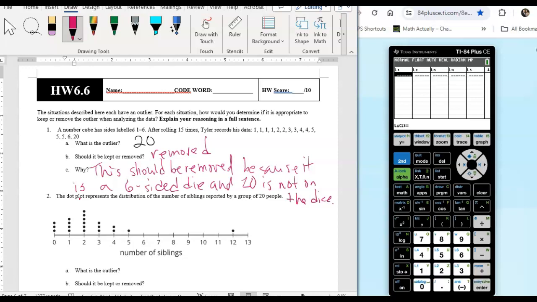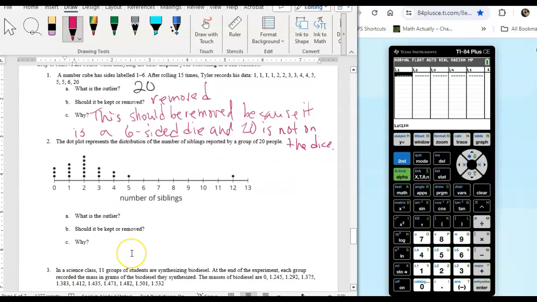Number 2, the dot plot represents the distribution of the number of siblings reported by a group of people. What is the outlier? The outlier is 12. Should it be kept or removed? So in this case, this should be kept because we don't have any evidence that this isn't true, right?